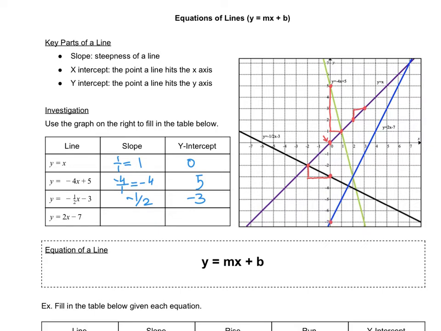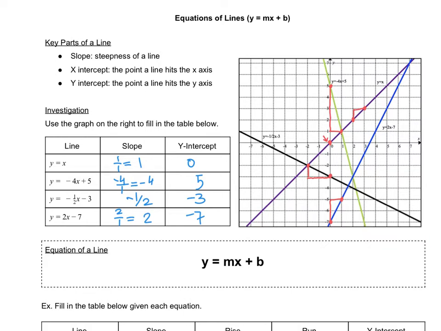And finally, 2x minus 7. Here's the y-intercept at negative 7. I'll use that as a clean point, and then here's another one. So I go 1, 2 up, and 1 to the right. So my slope is 2 over 1, or just 2.